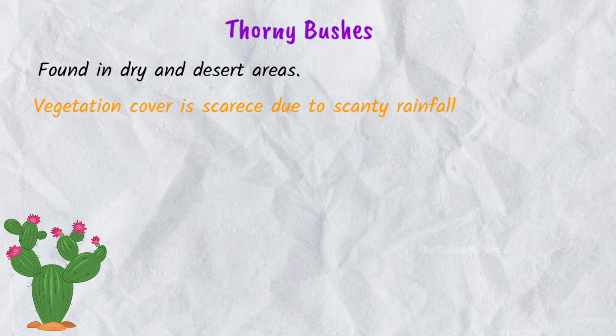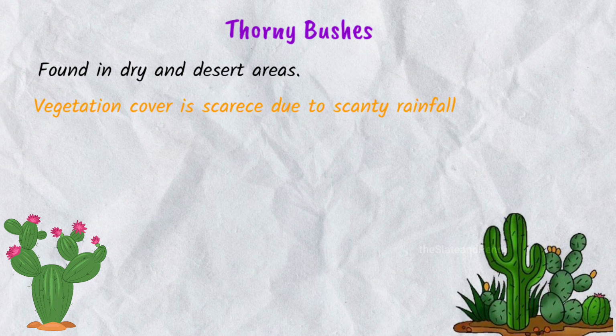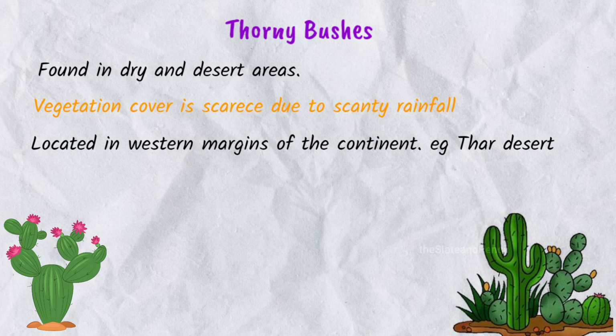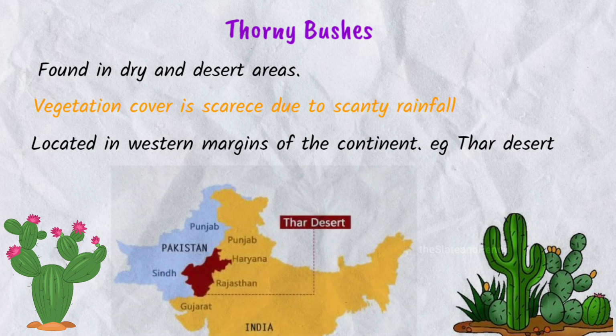Let's talk about the thorny bushes. Thorny bushes are found in the dry and desert areas. Vegetation in these areas are scarce due to high temperature and no rainfall. Tropical deserts are located in the western margin of the continent. The Thar Desert of India is an example of these types of vegetation.